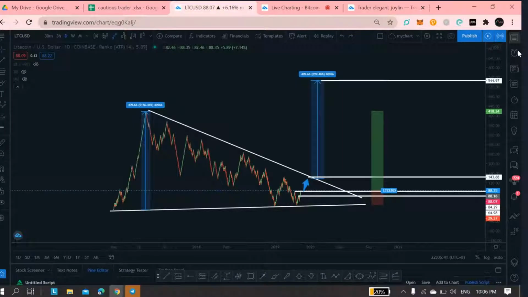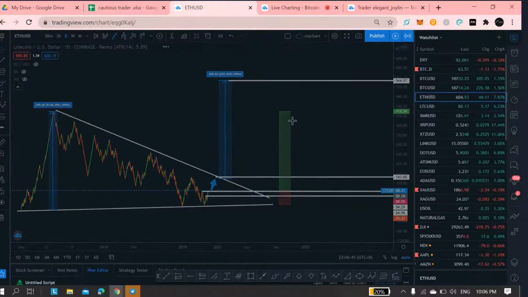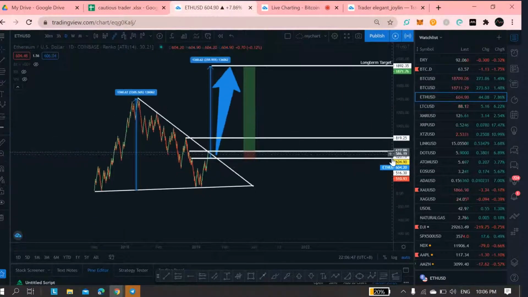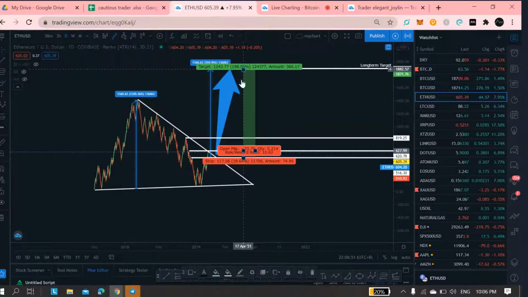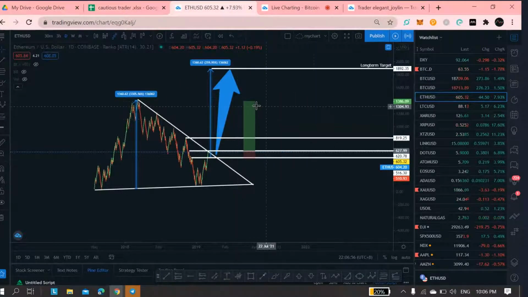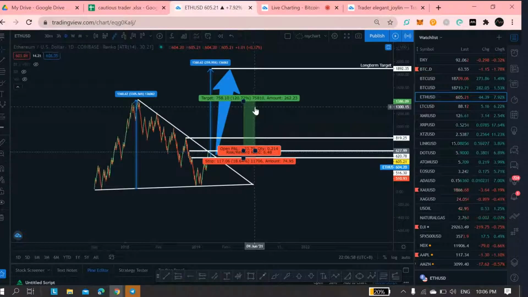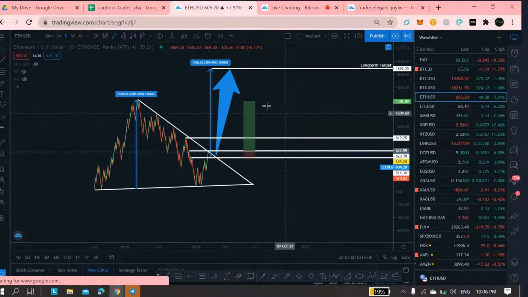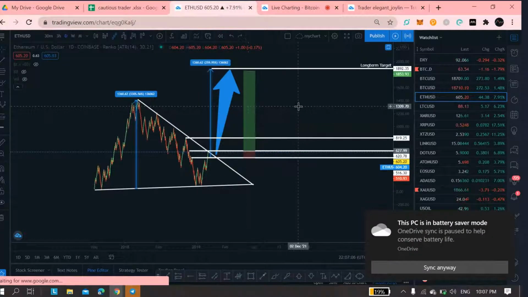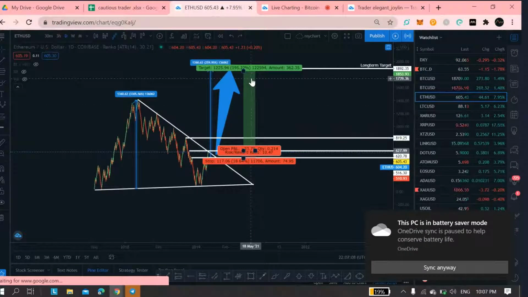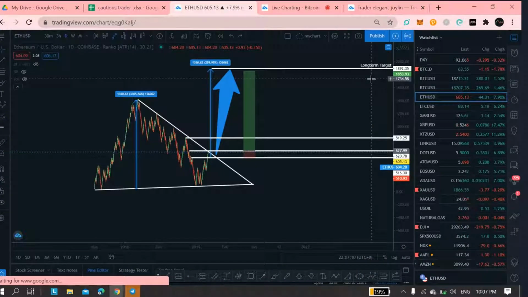How about this one? Wait, let me just try to use this Ethereum, because we use here the long-term target. What if it just hits this area? Of course, that will be lower, around 120% possible gain. But I'm very much optimistic that it will hit close to the 2000 area. So anyway, let me just chart it.